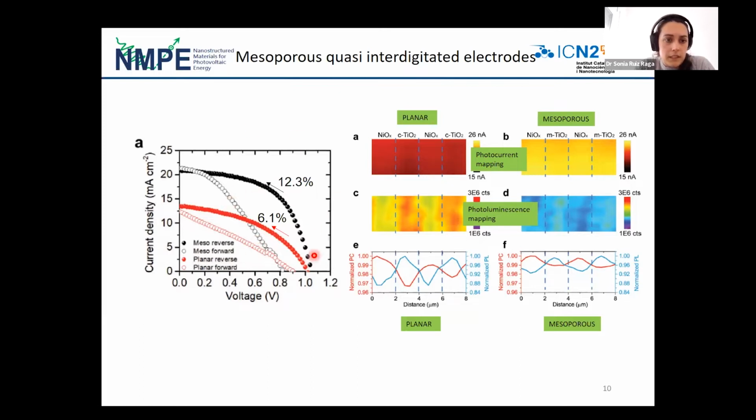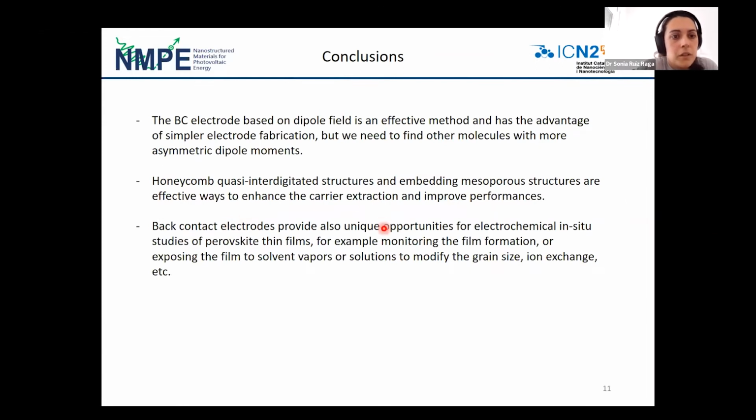And we also note that there is a larger hysteresis in this type of device, and it's probably due to the interfacial interaction between the perovskite and the semiconductors, something that's also happening in the sandwich architectures. So to conclude, the back contact electrode based on the poled field is an effective method that has the advantage of simpler electrode fabrication. But we need to find other molecules with more asymmetric dipole moments to increase the VOCs. And honeycomb quasi-interdigitated structures and embedding mesoporous structures are effective ways to enhance the carrier extraction and improve performance.